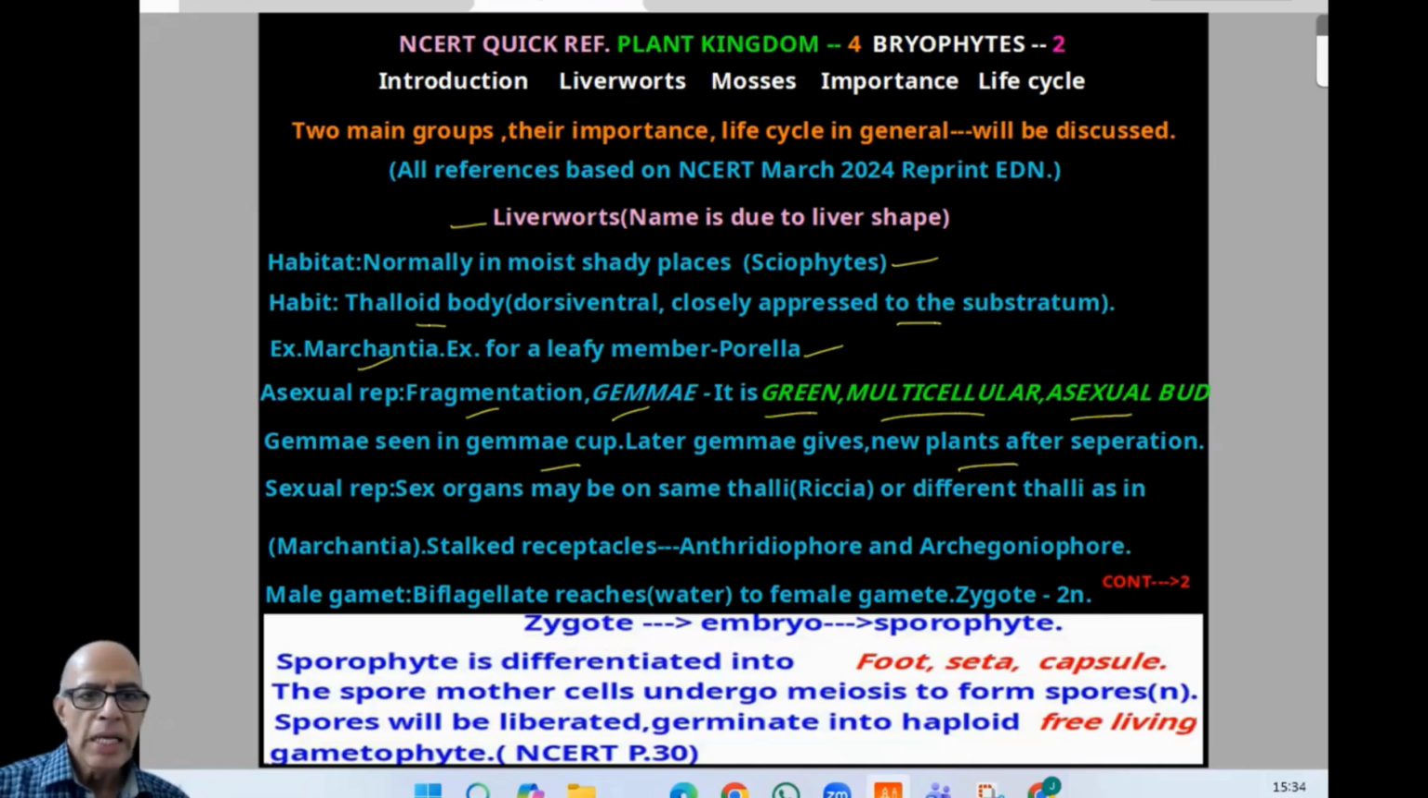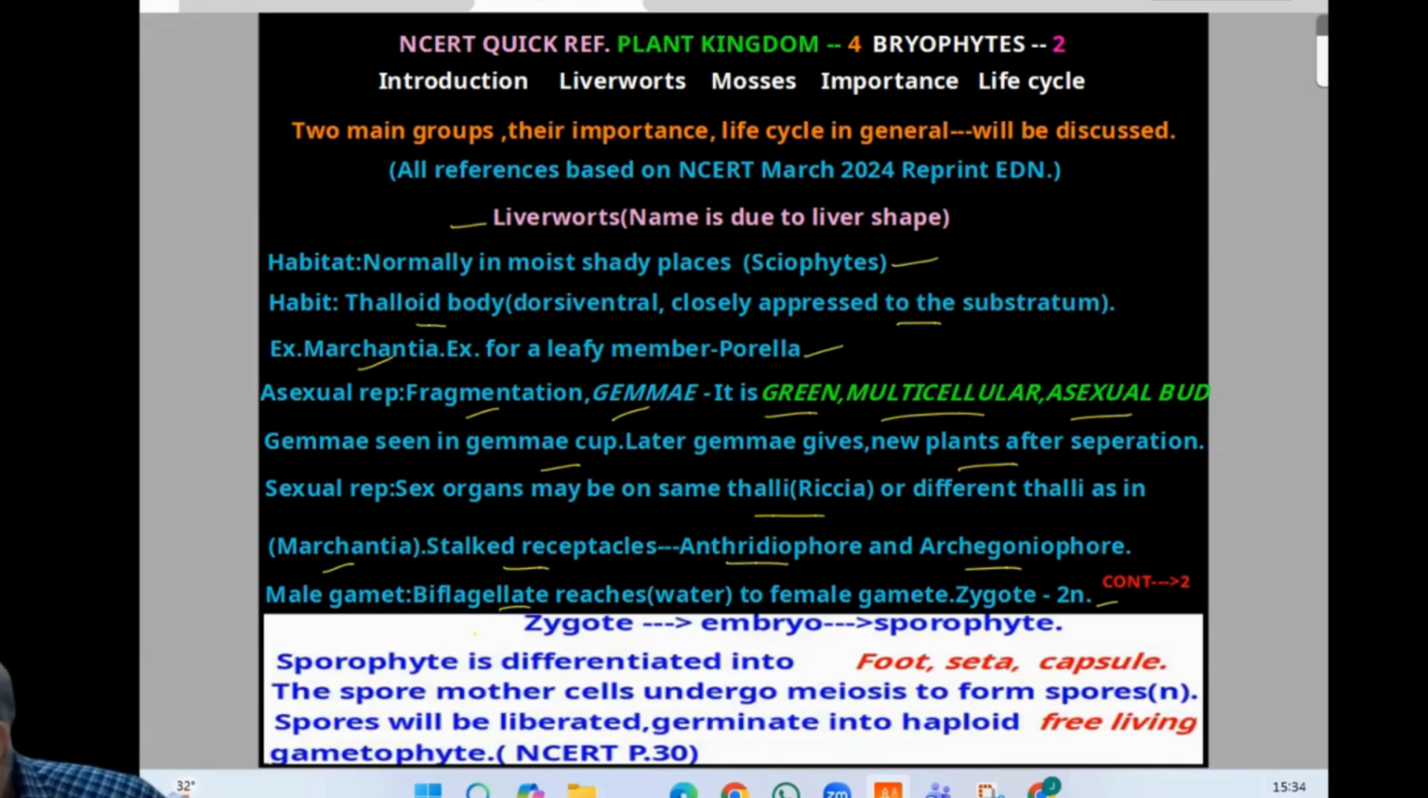Sexual reproduction: sex organs may be on the same thalli, as in Riccia, or on different thalli, as in Marchantia, that is dioecious. Stalked receptacles can be seen, that is antheridiophore and archegoniophore. Phore means stalk, P-H-O-R-E. Male gametes will normally be biflagellate, reach the female gamete through water, and fuse to form the zygote. Zygote is diploid. I think after that it is clear.